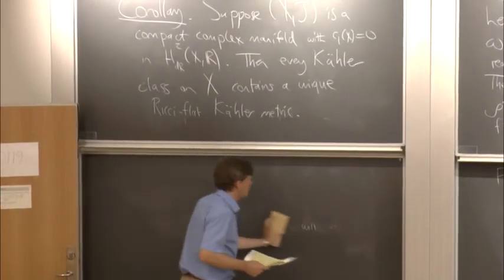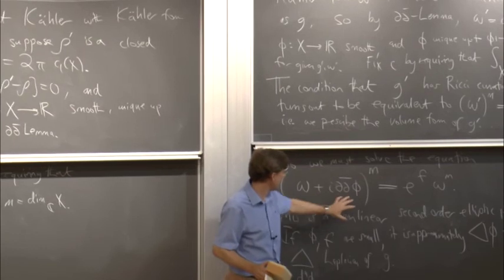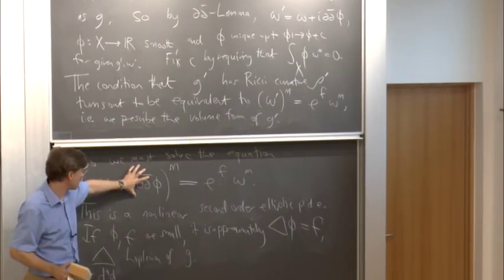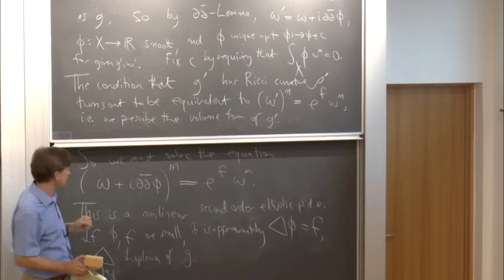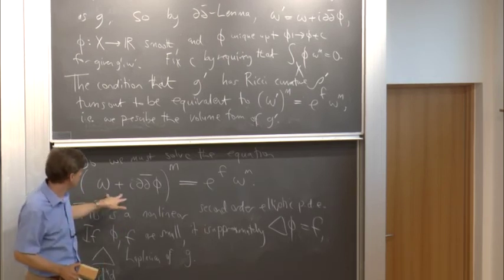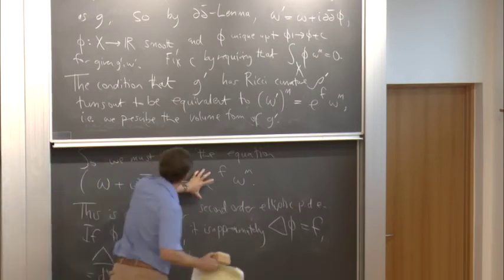You could think about, well, this is kind of a matrix of second derivatives of phi, and this raised to the power of m is basically a determinant of an m by m complex matrix. So it looks a bit like the determinant of the identity plus the matrix of second derivatives of phi is equal to some prescribed function there.